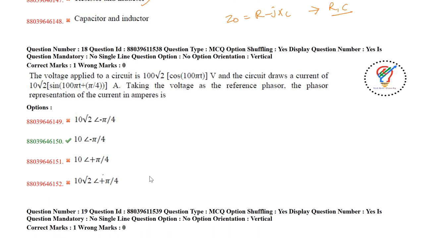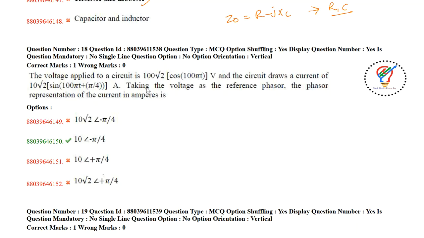Next one, this question here: the voltage applied to a circuit is 100 root 2 cos 100 pi t volts, and the circuit draws a current of 10 root 2 sine of (100 pi t plus pi by 4) amperes. Taking the voltage as a reference phasor, the phasor representation of the current in amperes will be. So first of all, they asked the question to find the value of the phasor, the phasor representation of current here.